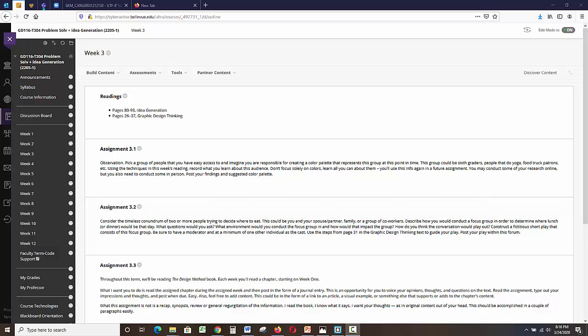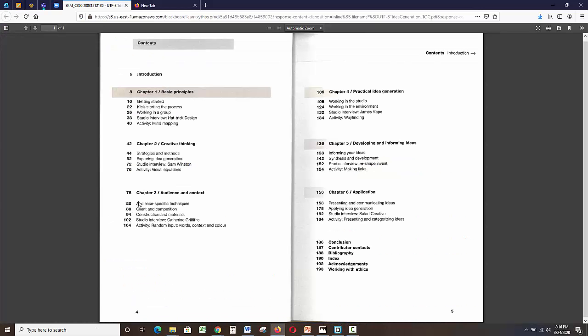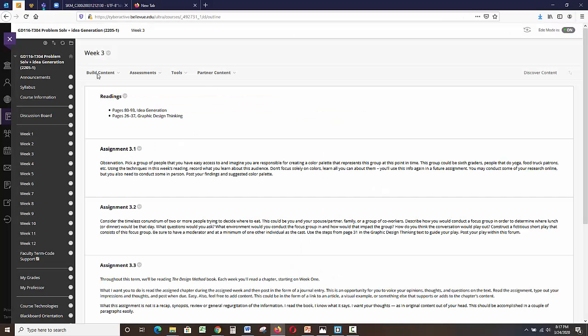All right, so the readings this week are pages 80 through 83, and I pulled up the table of contents. I think that's chapter 3. It is chapter 3. So it looks like the titles are audience-specific techniques and client and competition, okay? But once you get to construction and materials, we don't need to read that. So it's just those first 2 sections of chapter 3, if that helps you with the reading. And then in graphic design thinking, it's pages 26 through 37.